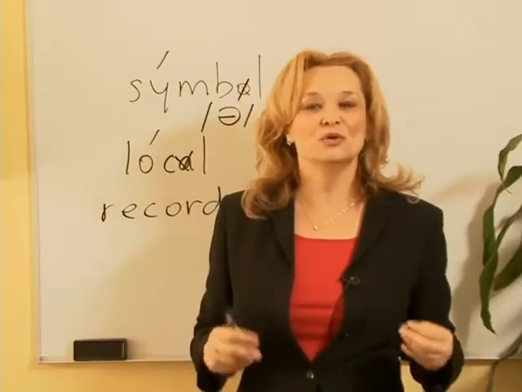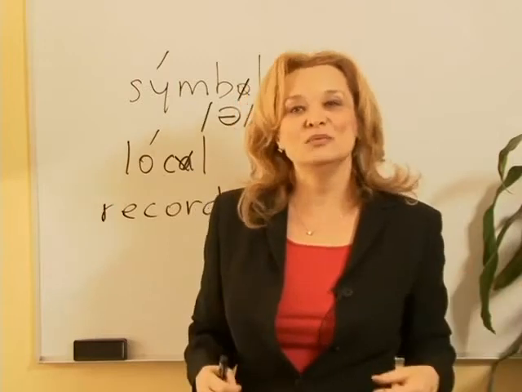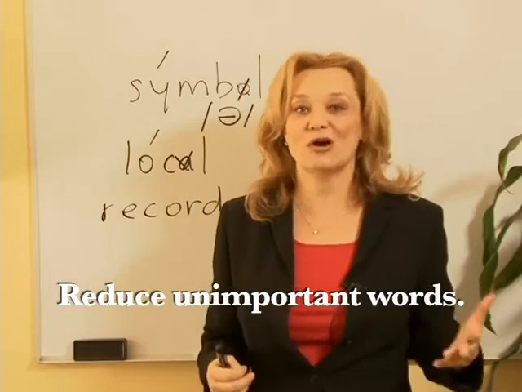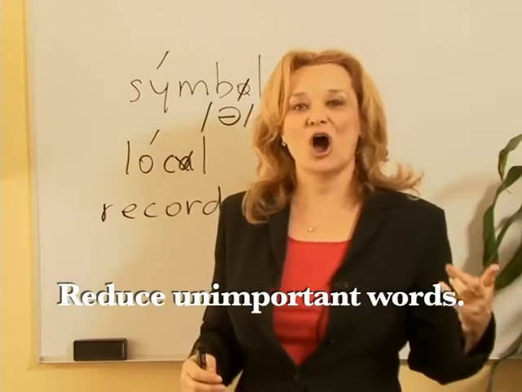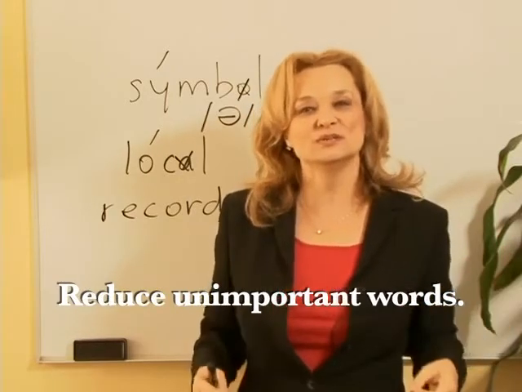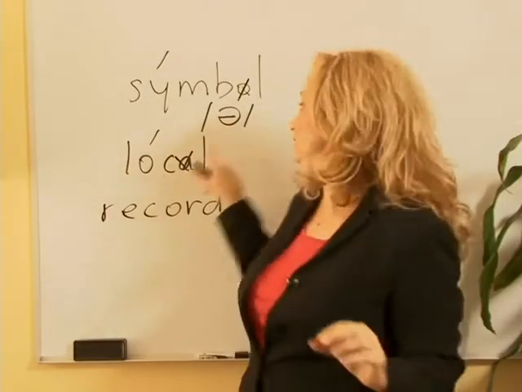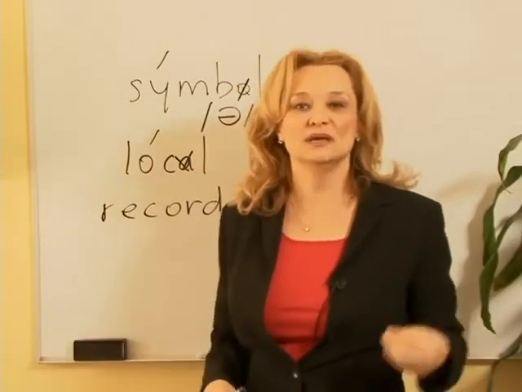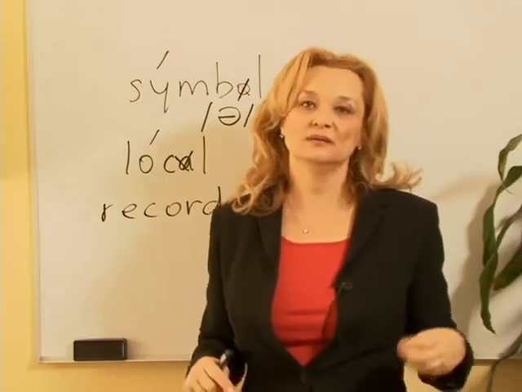Remember I told you we stress the key words like nouns and verbs? Well, we reduce the little unimportant words like prepositions and articles. For example, prepositions like in, on, at, for, with, by. These words are not very important. So the vowels inside those words can sound really short and they sound like a. So we don't say at, we say ut. We don't say look at me, we say look at me, look at me.